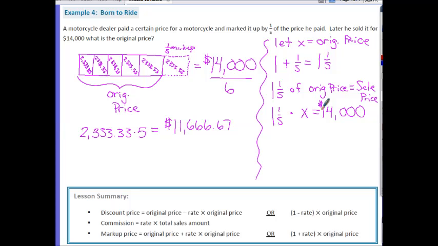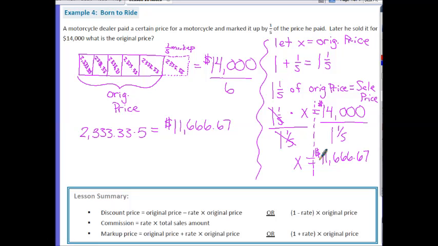All right, so you can see here that I have an equation we can solve. I'm going to draw my wall. I have multiplication between these two, so if I want to get X by itself, I'm going to get rid of the 1 1/5 by dividing by 1 1/5. And if I do something to one side, I have to do it to the other side. So 1 1/5 divided by 1 1/5 cancels and becomes 1. 1 times X is X. And here we will get $11,666.67. So you can see it turns out the same as our other way.